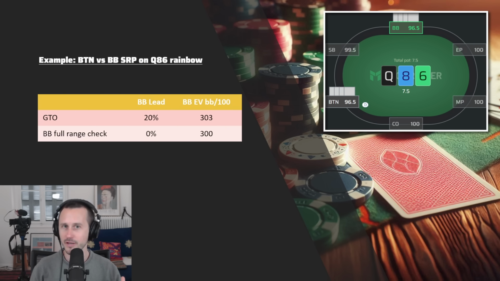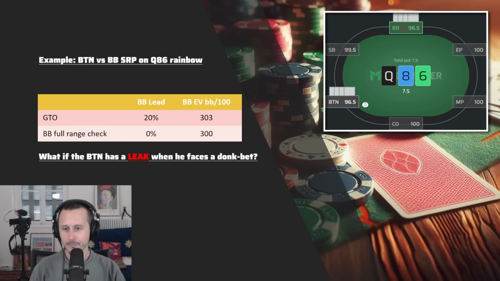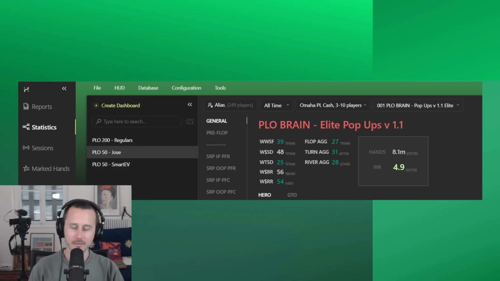It's not that easy to figure out what types of hands I want to lead and what types of hands I want to check, in order to check-call or check-raise, for example. It's very complicated, and therefore implementing a strategy where you only check, I think, is fine, because you only give up 3 big blinds per 100. But let's say, what if the button has a leak when he does face the donk bet?